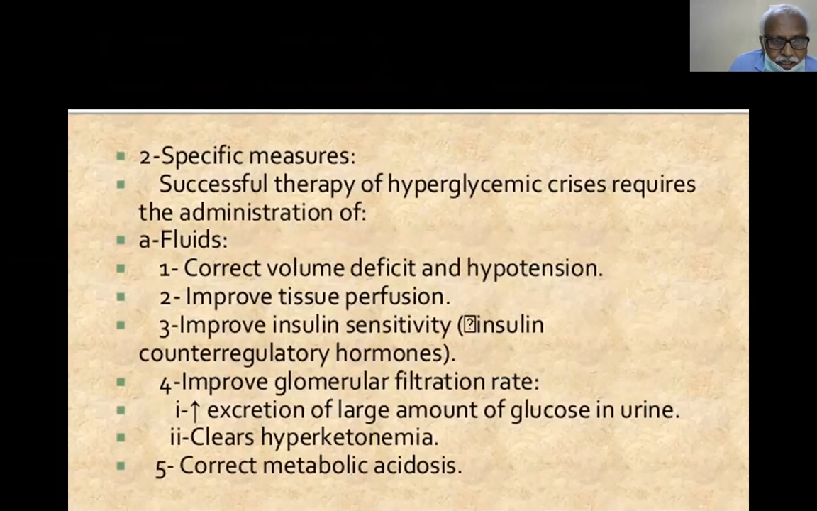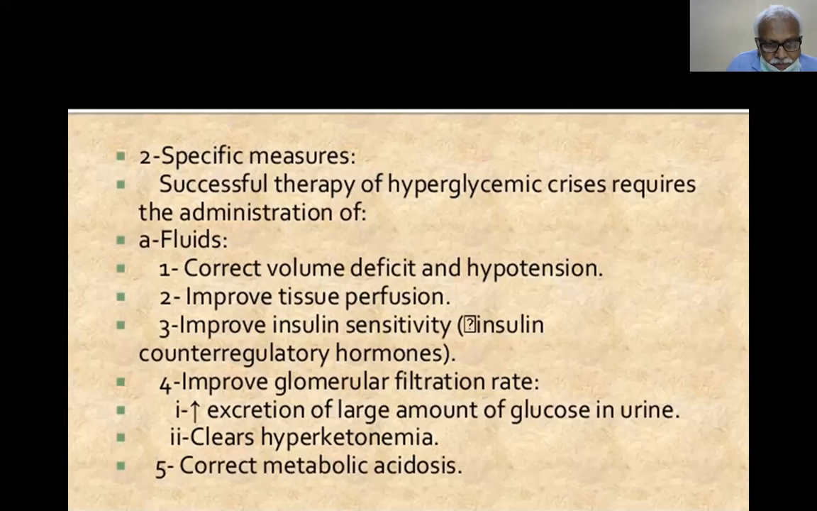And specific measures: successful therapy of hyperglycemic crisis requires the administration of fluids. So we have to correct the volume deficit and hypotension by giving correct volume administration of IV fluids, and improve tissue perfusion, improve insulin sensitivity. So insulin. Counter-regulatory hormones will be there. I told you about glucagon, steroids, all these things.